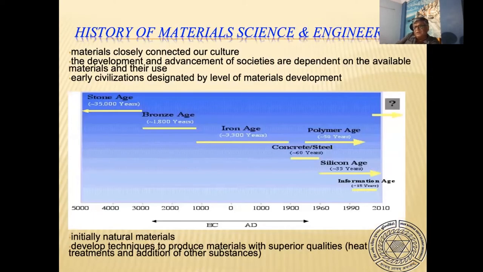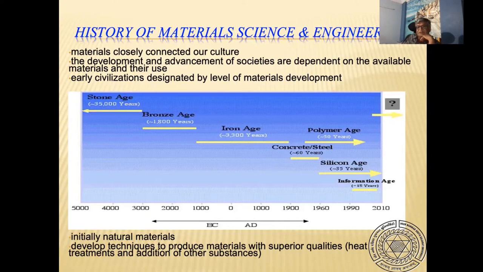So this is the development of the different ages in material science. You can see that the Stone Age spanned about 35,000 years. If you look at the Bronze Age, the duration is 600 years.